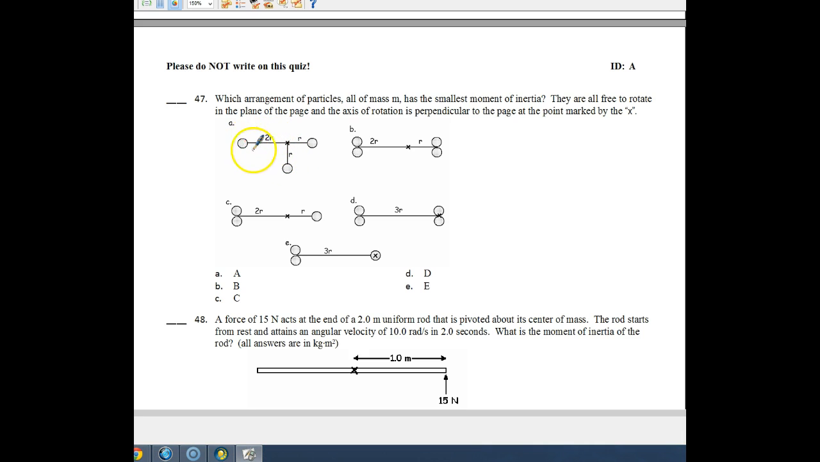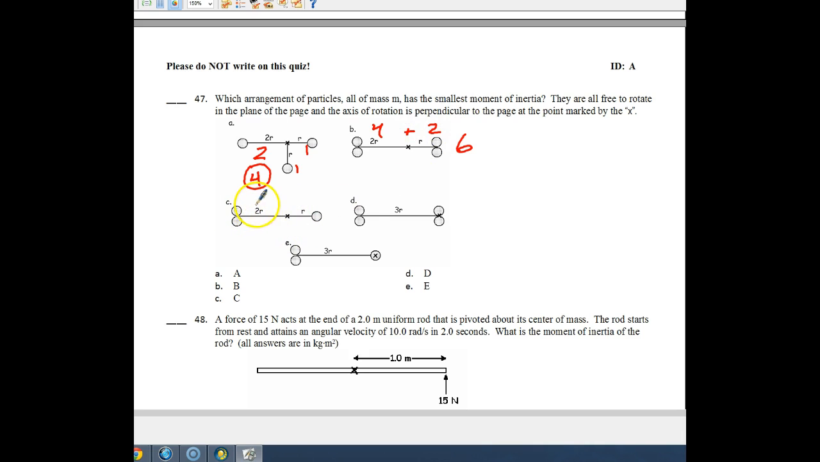This one would be 2 times 1, which would be 2. 1 times 1 is 1. 1 times 1 is also 1. So 2 plus 1 plus 1 would be 4. So our total moment here is 4. For this next one, this one is going to be 2 times 2 is 4, plus 1 times 2 is 2. So this is 4 on this side, and this is 2 on this side. We add them, we get 6.